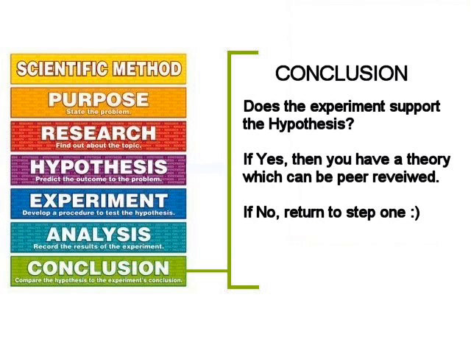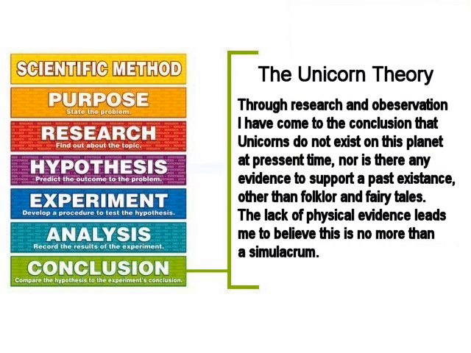Does the experiment support the hypothesis? If yes, then you have a theory, and you can turn around and have it reviewed by your peers. If no, you're back to the purpose. Step one. The unicorn theory.